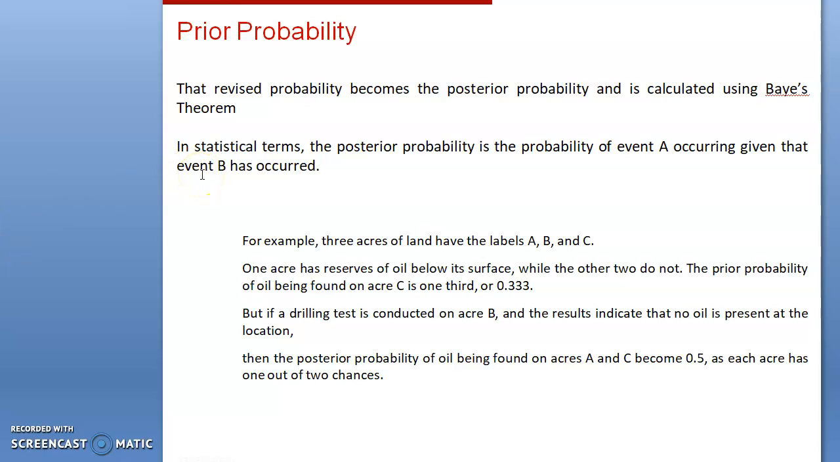That revised probability becomes the posterior probability and is calculated using Bayes theorem. For example, three acres of land have the labels A, B, C. One acre has reserves of oil below its surface, while the other two do not. The prior probability of oil being found on acre C is 1/3 or 0.333. But if a drilling test is conducted on acre B and the results indicate that no oil is present at the location, then the posterior probability of oil being found on acre A and C becomes 0.5, as each acre has one out of two chances. That is called a prior probability.